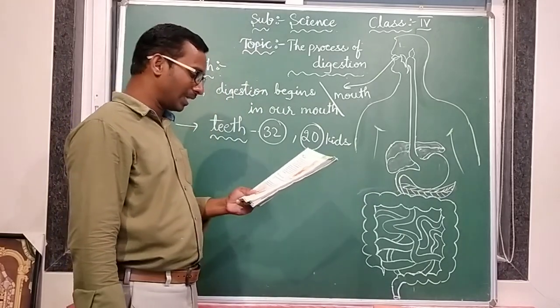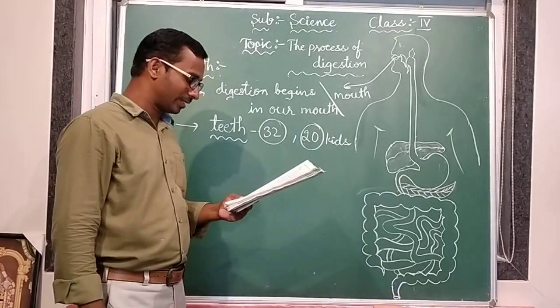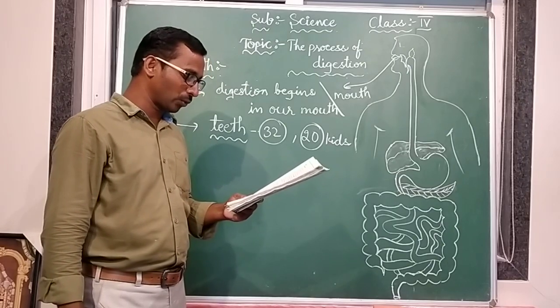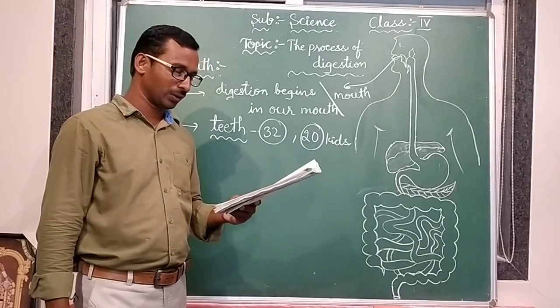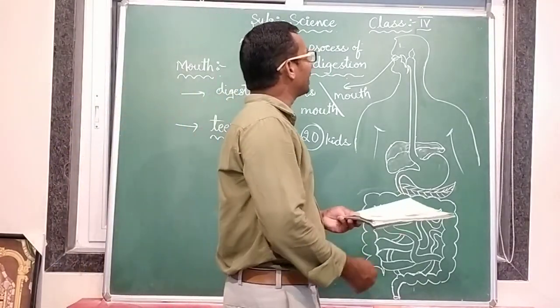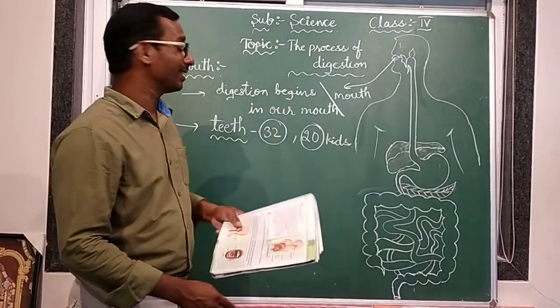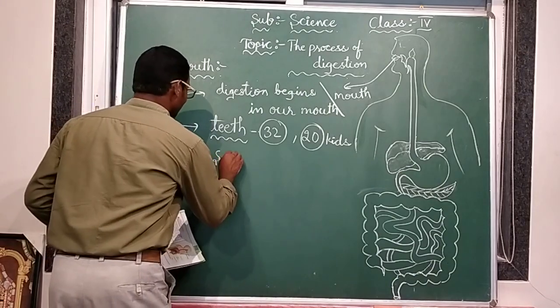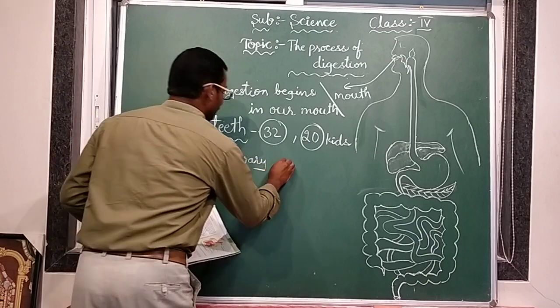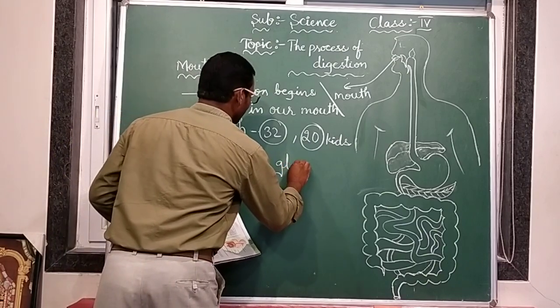The teeth help in cutting and chewing the food we eat. Saliva produced by the salivary glands makes the food wet and soft. Okay? And here in our mouth, salivary glands are there. What are they? Salivary glands.